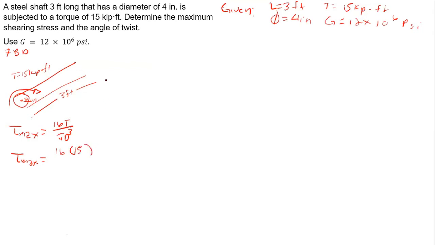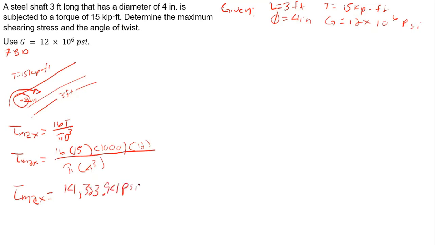So nag-multiply din since kip, ito is in kip. So multiply natin ito into 1,000. And again, ito naman is in feet. So alam natin na ang ano natin is in PSI, in inches. So yung feet, ang 1 feet natin is 12 inches. So multiply natin ito into 12 divided by pi times d cube. So ang diameter natin is 4. So times 4 raised to 3. Solving for tau max, ang tau max natin is 14,323.94 PSI.